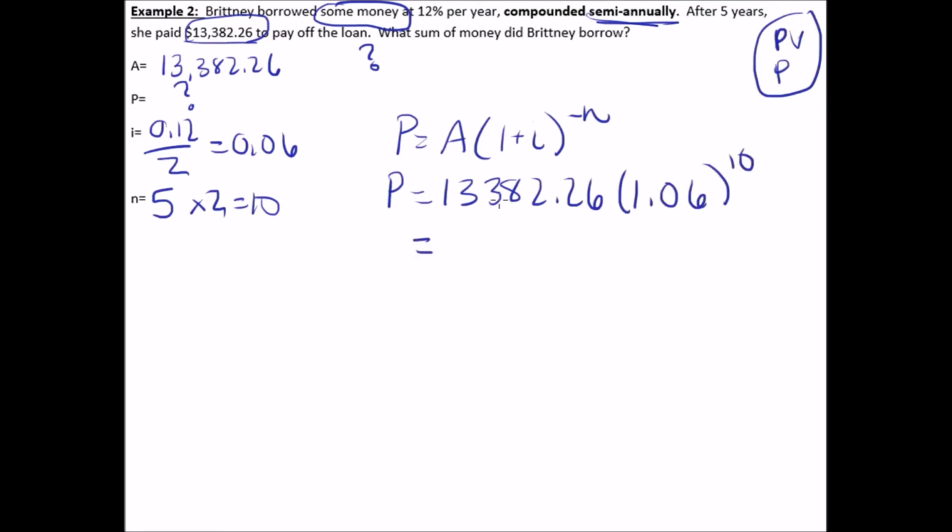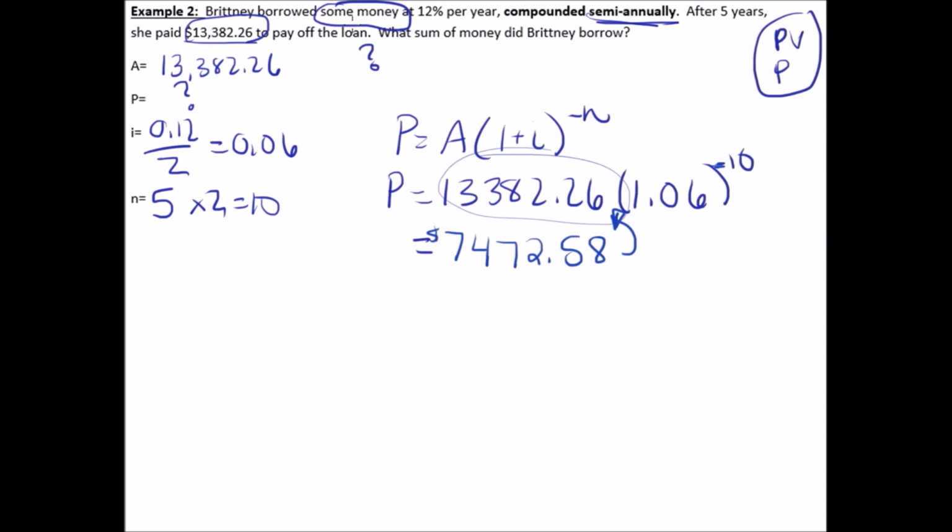Now let's put that into our calculators. Remember that that's negative 10 on the exponent. So she actually borrowed $7,472.58, which grew to $13,382.26 in those 5 years, and then she had to pay off this amount. And that's assuming she didn't pay any payments throughout.